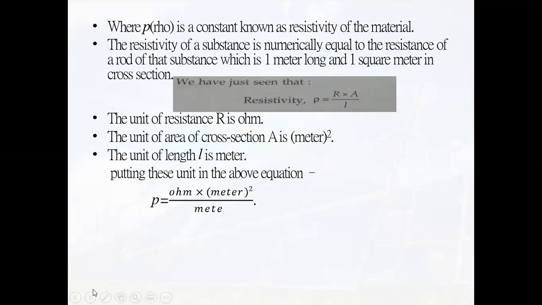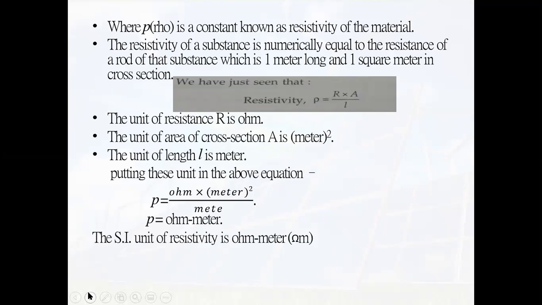The unit of resistance is ohm. The unit of area of cross section is meter square, and the unit of length is meter. So by putting all these values, unit of R is ohm, unit of A is meter square, and unit of L is meter. So the unit of rho is ohm meter. So the SI unit of resistivity is ohm meter. This is the symbol of ohm.